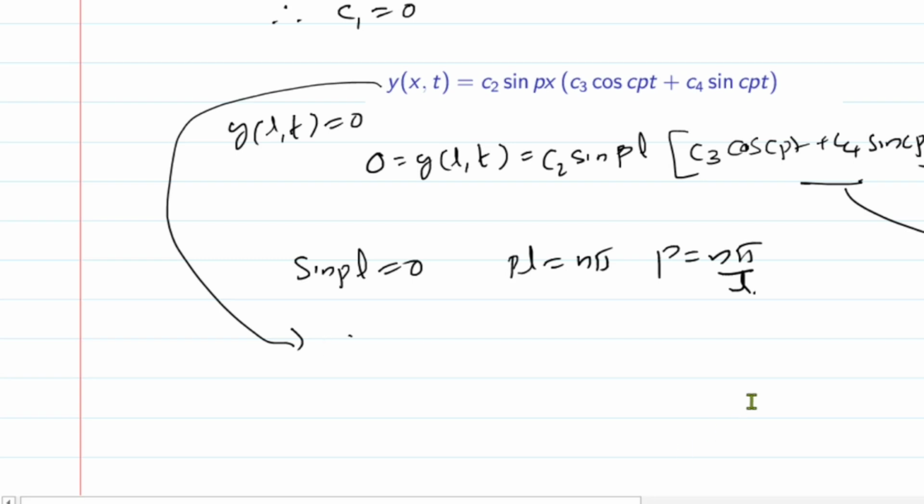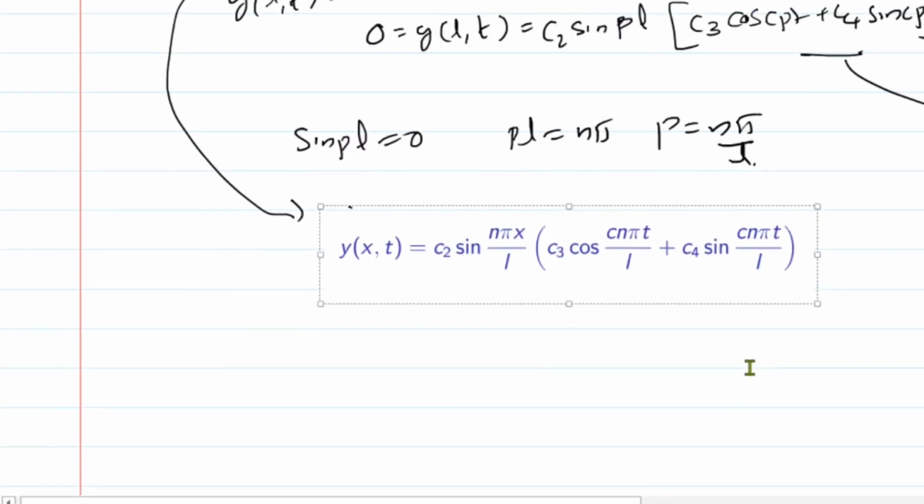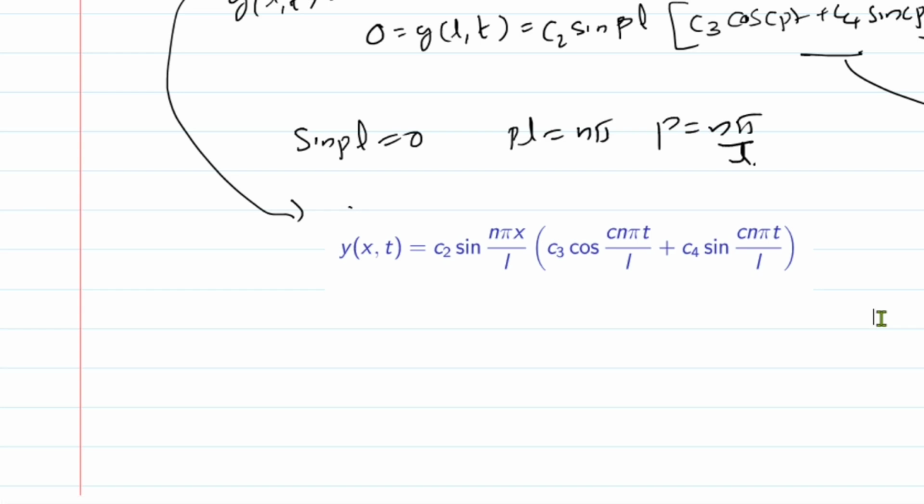The equation was y of x,t equal to c2 sin px into c3 cos cpt plus c4 sin cpt. Wherever you find p, you put p equal to n pi by L. Now this becomes y of x,t equal to c2 sin n pi x by L into c3 cos cn pi t by L plus c4 sin cn pi t by L. So this is our updated equation. Next we have to apply the initial value to this equation.